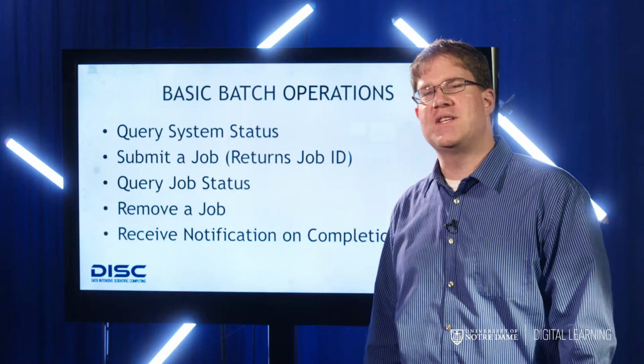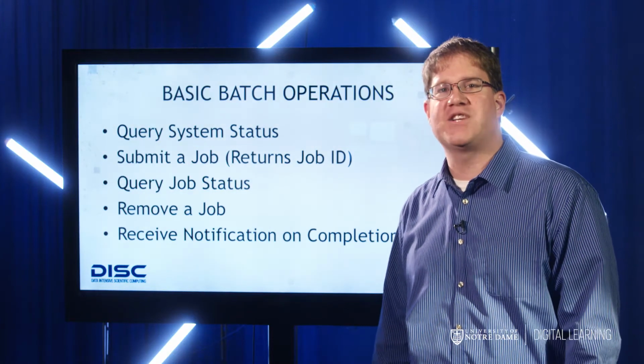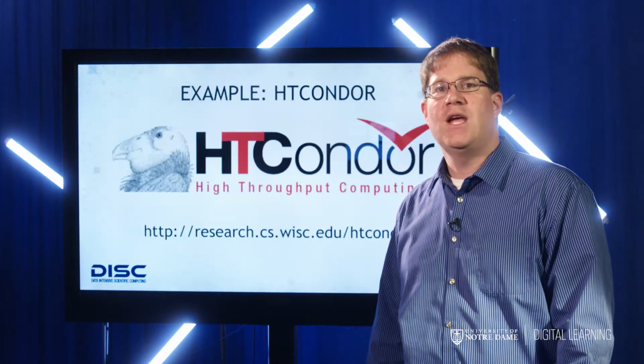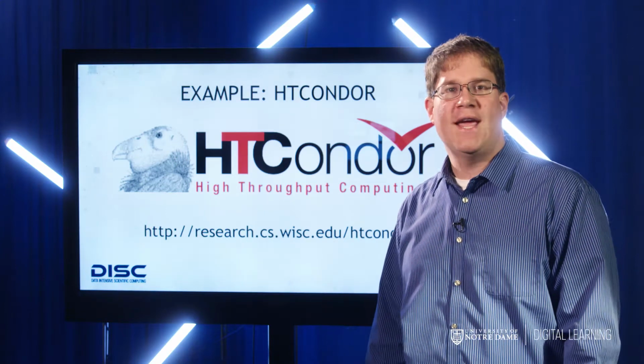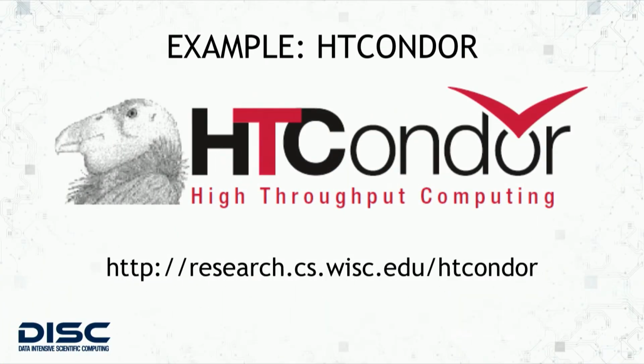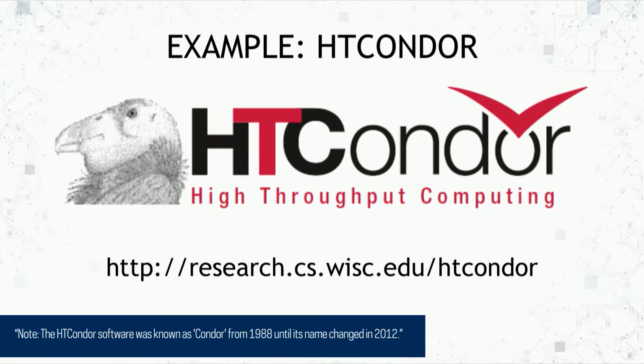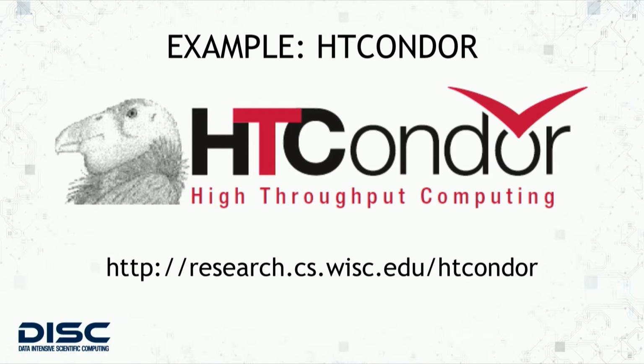Now, it's hard to talk about these in the abstract, so we're going to use one batch system as an example. This example batch system is called HTCondor, which comes from the University of Wisconsin. It was first created in 1987, but has been in continuous development ever since, supporting all sorts of applications in science and engineering. You can learn lots more about HTCondor by going to the URL on the screen.